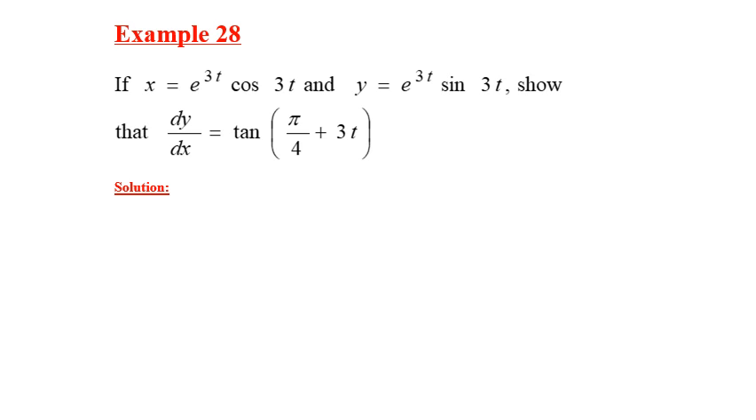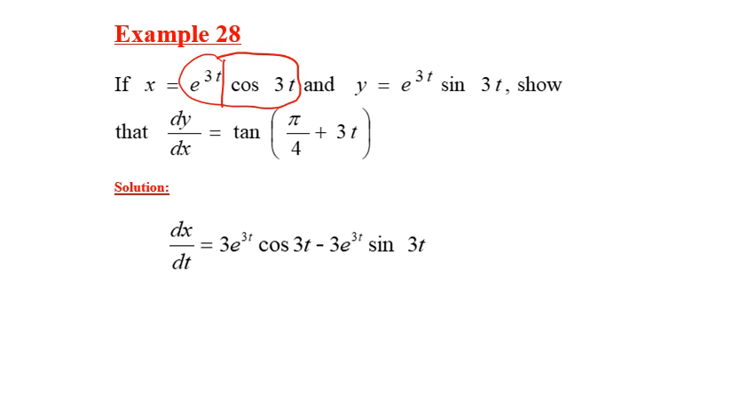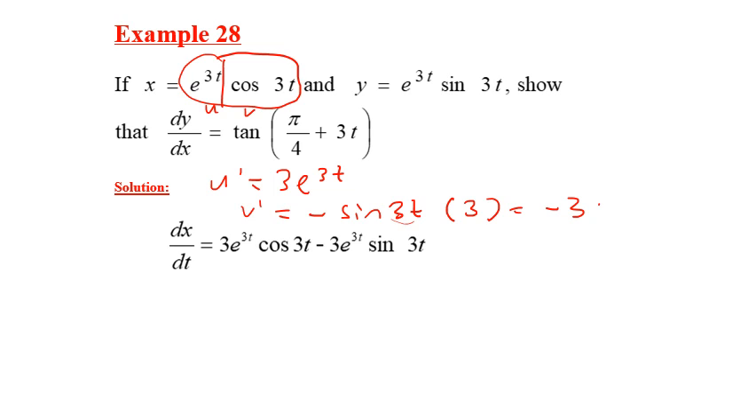Right, so first we have to find the component dx dt and also dy dt. So first about dx dt. So this is dx dt. So as you can see, we have uv here. So from here we got u prime 3e3t, and then v prime. So differentiate cos is negative sine, negative sine 3t. We still have 3t here, do not differentiate first. After that, then we differentiate 3t, that is 3. So the answer is negative 3 sine 3t. Okay.